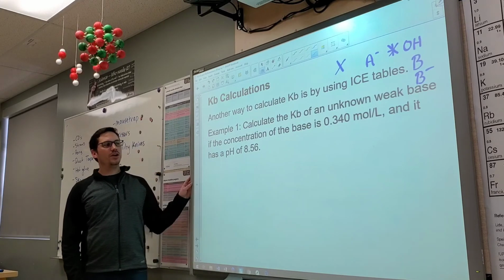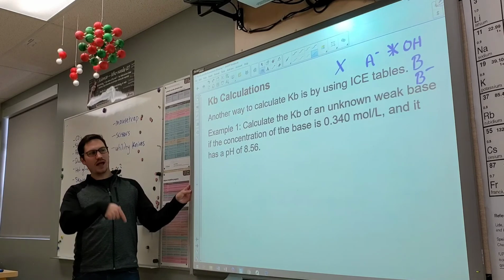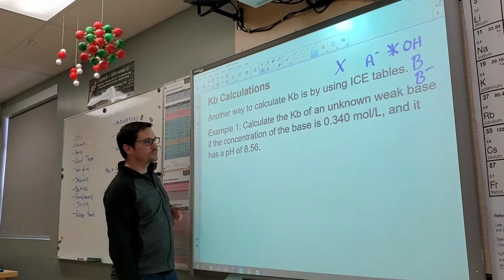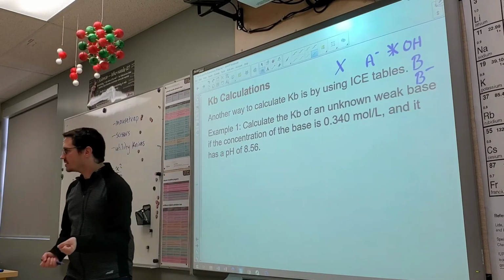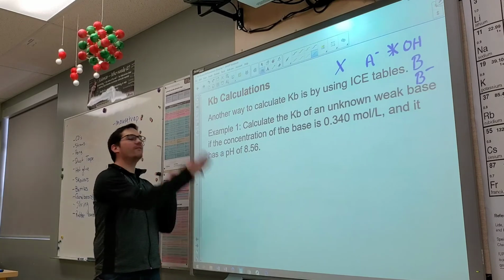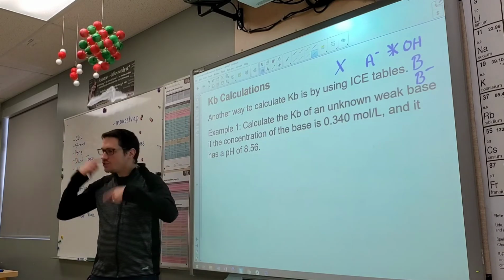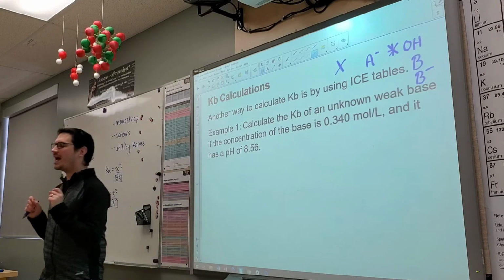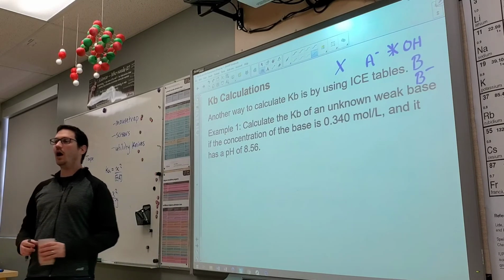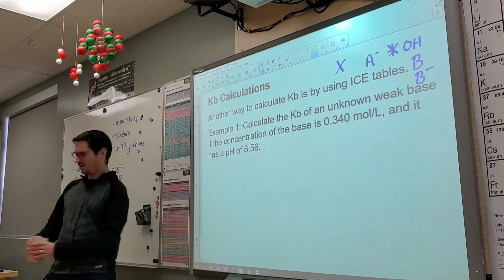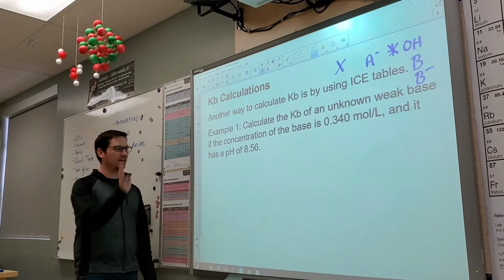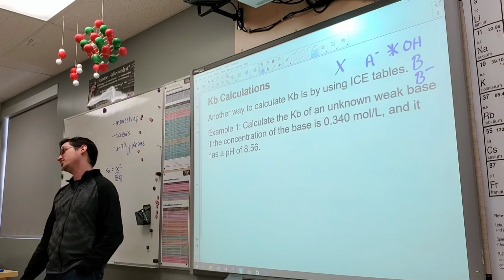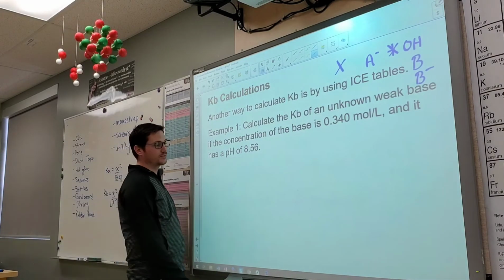Calculate the KB of an unknown weak base if the concentration of the base is blah and it has a pH of blah, okay? So, all right, let's do that. Are we talking about bases here? Yes. Then let's turn everything in here into bases. What do you see that's in here that's written from an acid's perspective? pH. Oh, no. pH. Get out of here, okay? pH, we got to turn that into pOH. So let's turn that into pOH.